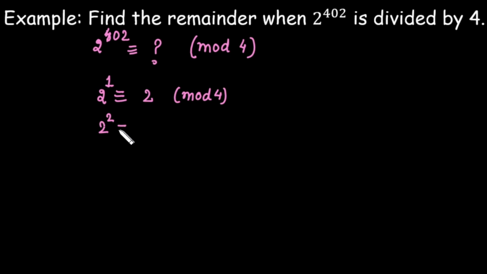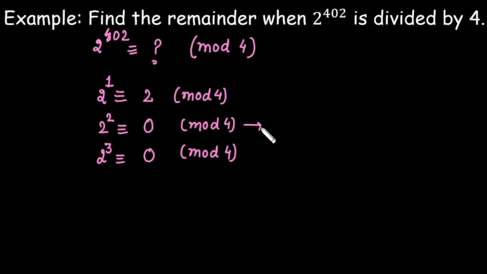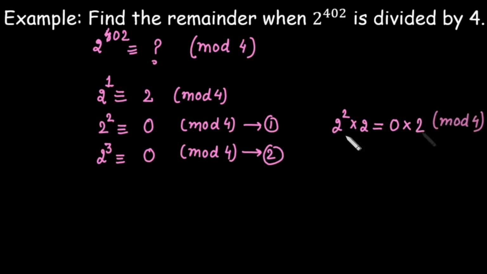2 squared when divided by 4, what is the remainder in this case? That is 0. 2 raised to power 3 when divided by 4, remainder is 0. Now you can observe between this equation and this, 2 raised to power 2 when divided by 4, remainder is 0. When we are increasing the power here, basically we are multiplying both sides by 2. On the left side, power is increased. On the right side, it is always 0.